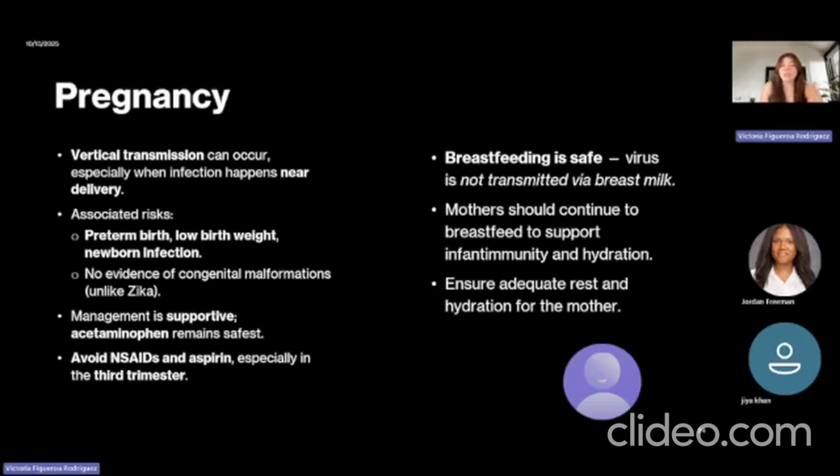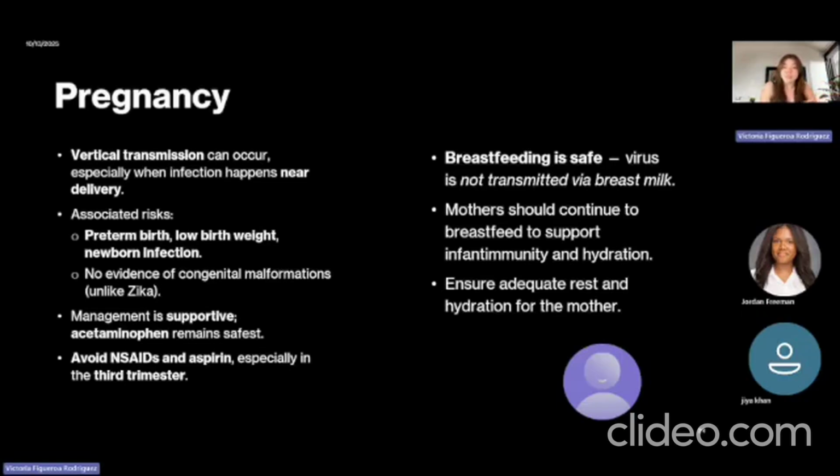The management, once again, like in all cases, is going to be supportive. We are going to try acetaminophen, always, nothing like aspirin, especially in women in the third trimester because of the bleeding risk. And if that woman goes into preterm birth, we are getting into serious risk effects at the birth of the baby because of the aspirin. So we're going to avoid aspirin at all costs.